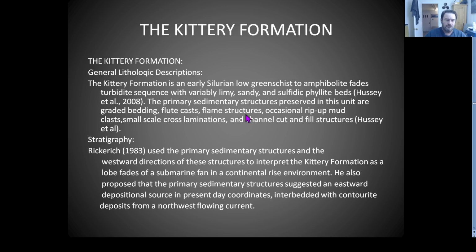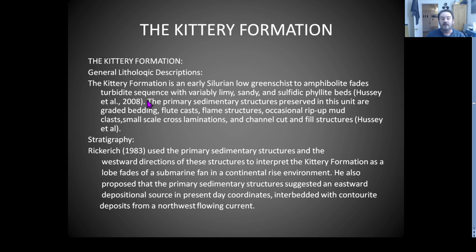The Kittery Formation. General lithologic descriptions. The Kittery Formation is an early Silurian low greenschist to amphibolite facies turbidite sequence that is variable with limey, sandy, and sulfidic phyllite beds.